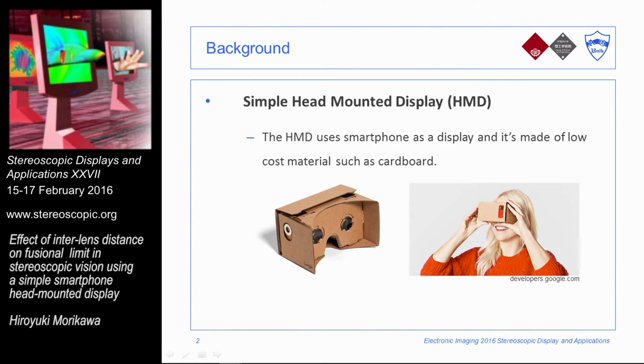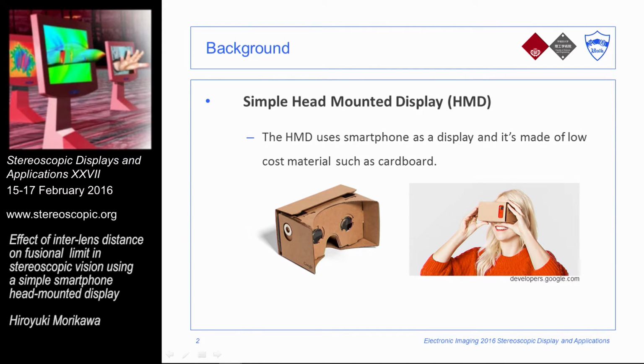The simple head-mounted display is attracting attention. The HMD uses a smartphone as a display and is made of low-cost material such as cardboard. One of the most famous examples is Google Cardboard. Unfortunately, I can't find a common name for this type of HMD. Accordingly, I refer to this HMD as simple HMD in this study.